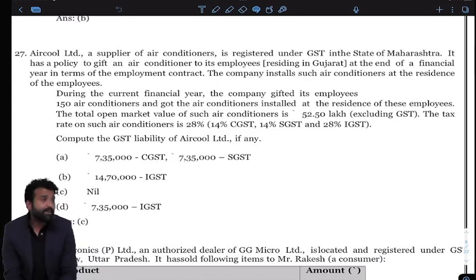The company is actually gifting air conditioners to its employees. So how much value of air conditioners have they gifted? Listen, the company gifted its employees 150 air conditioners. 150 air conditioners.